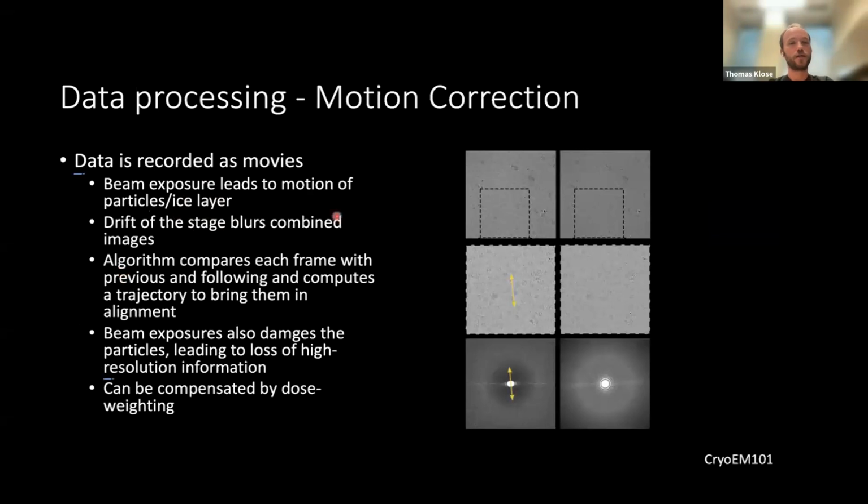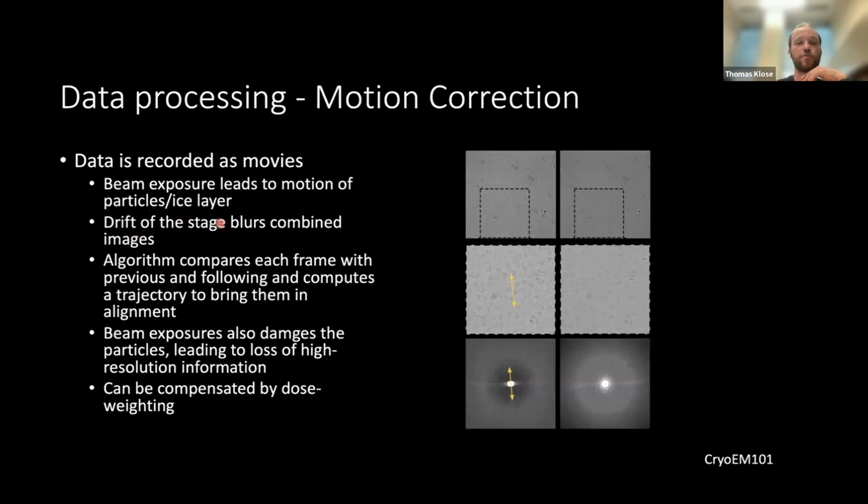So the first step, as I said, is to import your data and do what is called motion correction. So what we do these days is that we record our data as a movie. The reason for that is that when we put the beam on our sample, this leads to motion of the particles in the ice layer, and it actually also leads to deformation of the ice layer itself. So you get what is called a doming effect. So your ice would be fairly flat in the beginning, and then it would kind of start to raise up slightly. On top of that, we are dealing with mechanical movement.